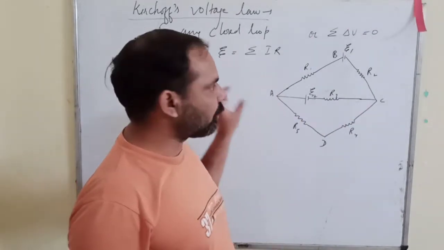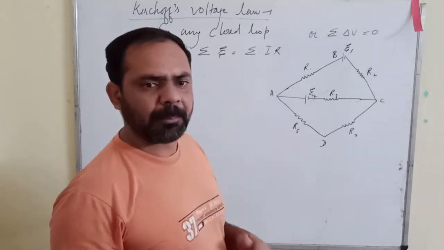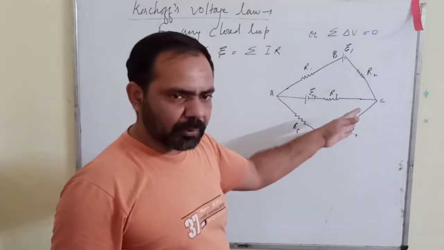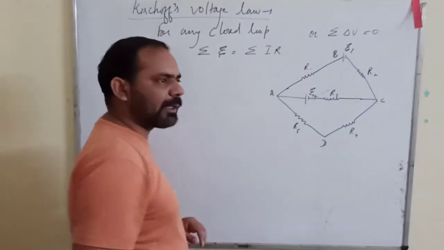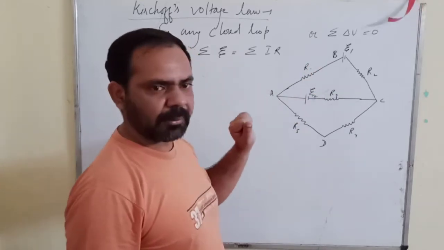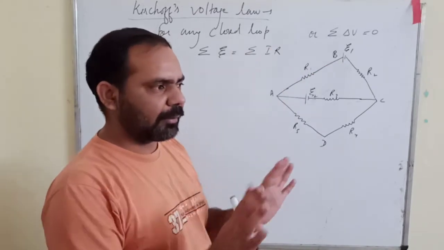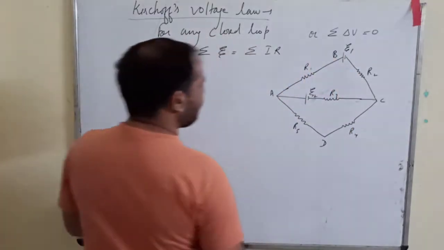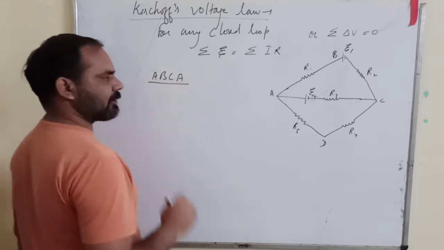In short, we write KVL, or Kirchhoff's mesh rule, MESH. Mesh means something like a net. Or Kirchhoff's loop rule, LOOP, loop rule. This is your Kirchhoff's voltage law statement. Now, how to apply this voltage law in the circuit? It is just a simple step, but you will have to understand it very clearly. Suppose I am given this loop A, B, C, A.